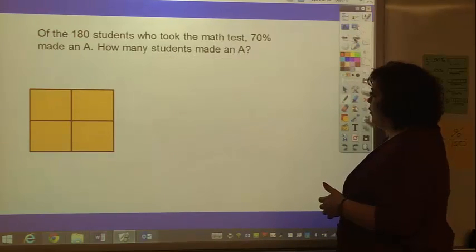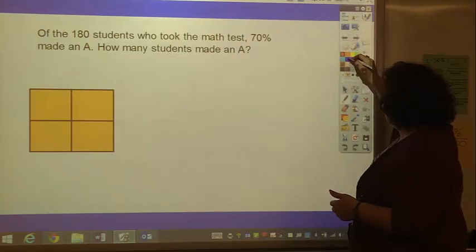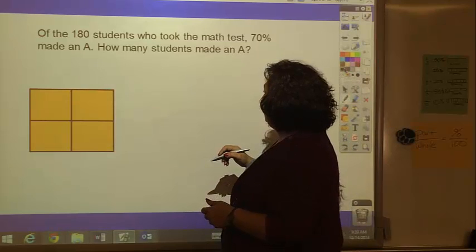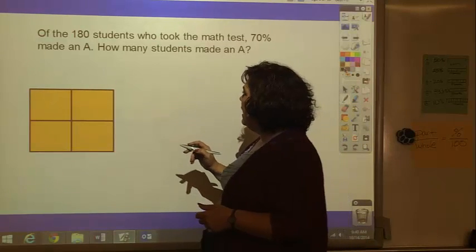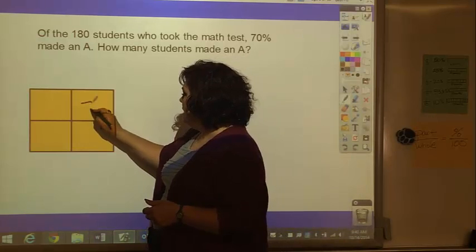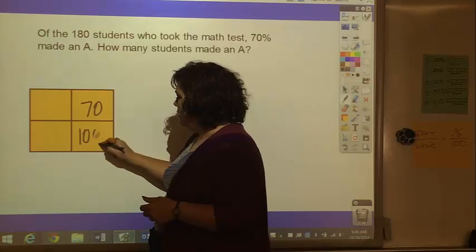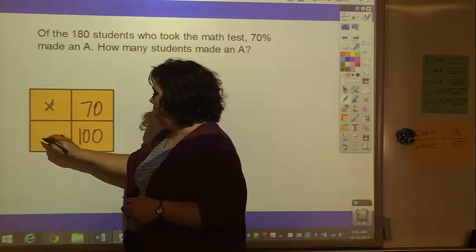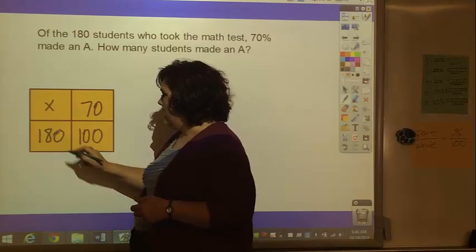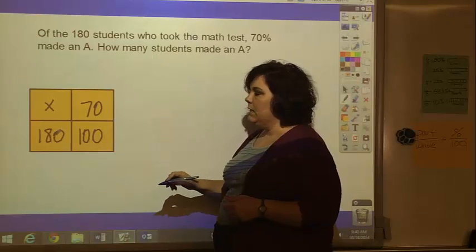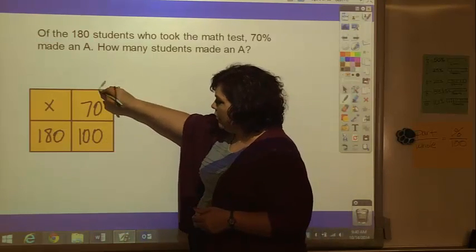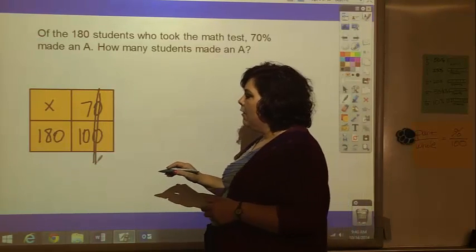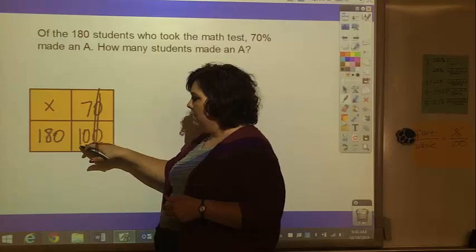So that's using the proportion box, and we'll use that box again here. Of the 180 students who took the math test, 70% made an A. How many students made an A? So 70 out of 100, that's the percent over 100, and how many is my part to 180? Well, the first thing I notice is that because this is 70 over 100, I can divide by 10 and cross out those zeros. So now I can cross multiply and divide.